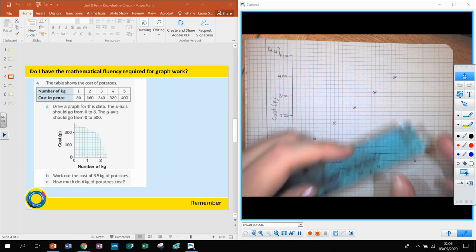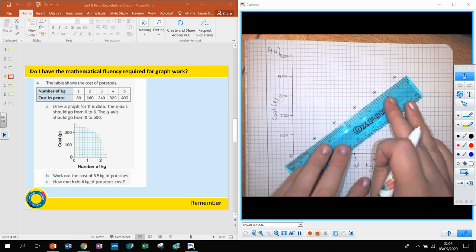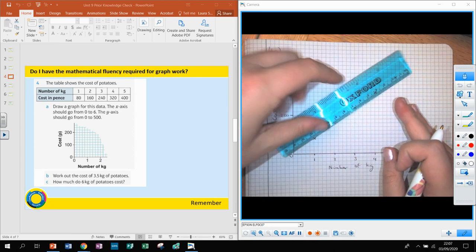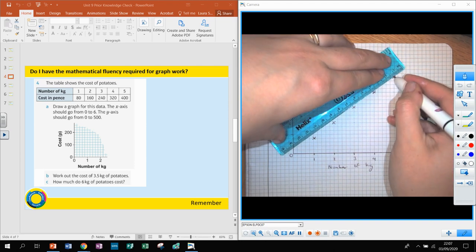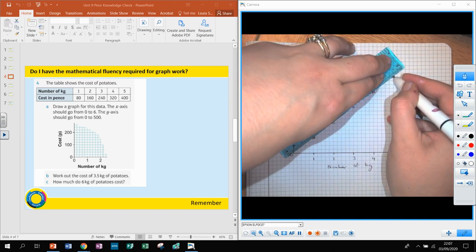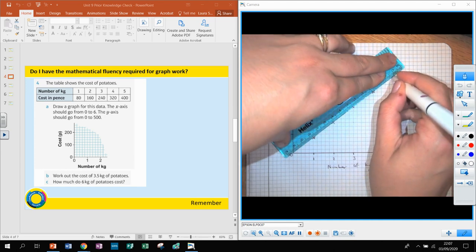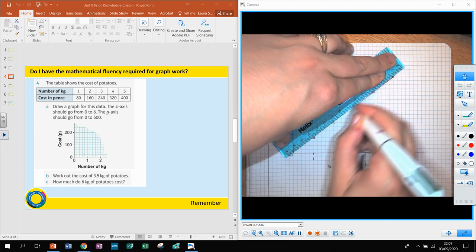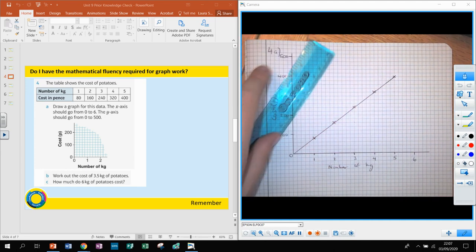Right. Then we can connect. Now the cost of 0 kilograms is going to be 0. So in this case, I can go through the origin as well and connect it there.